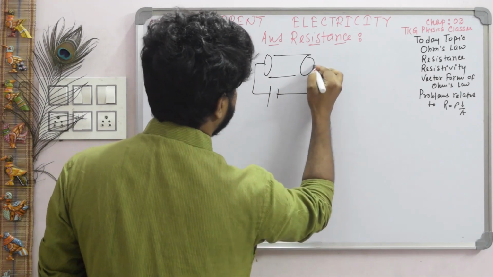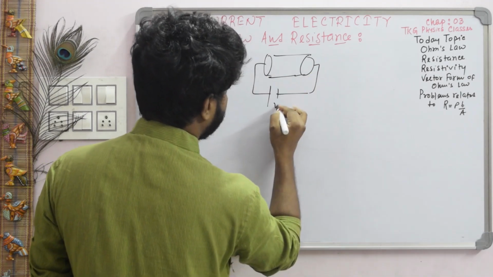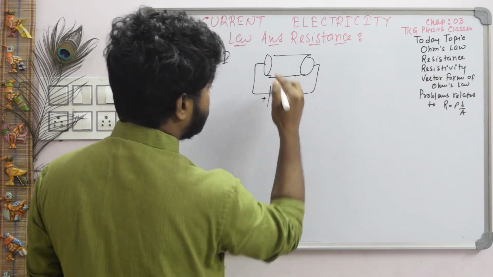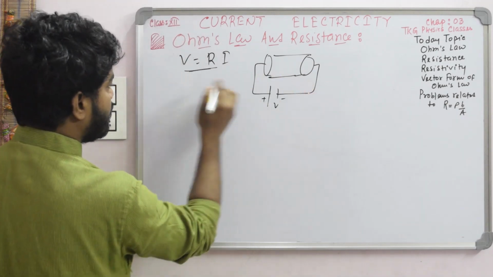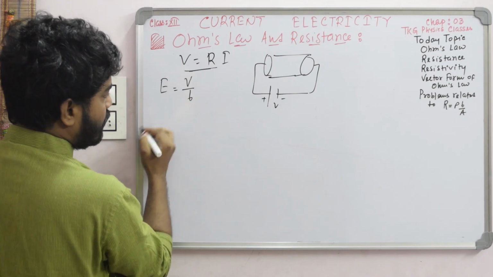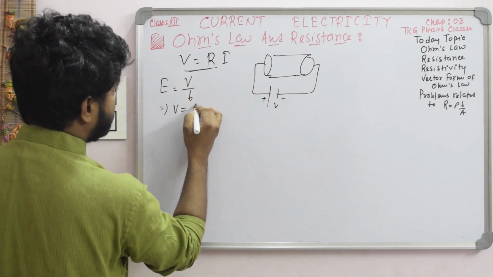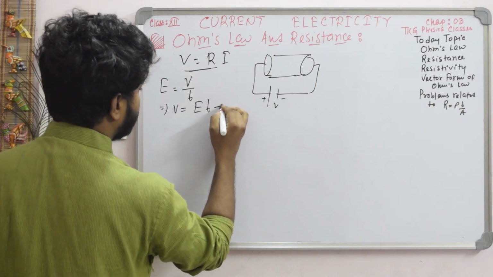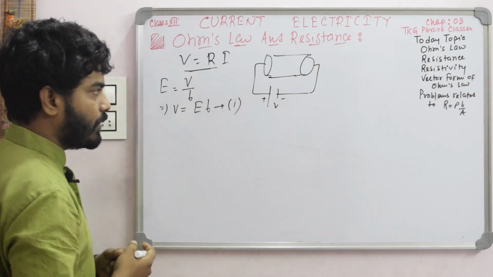In case of a conductor, there is a potential V. So this potential develops an electric field inside this conductor, and the electric field expression becomes E = V/L. So from this equation you can say V = E L. This is equation 1.